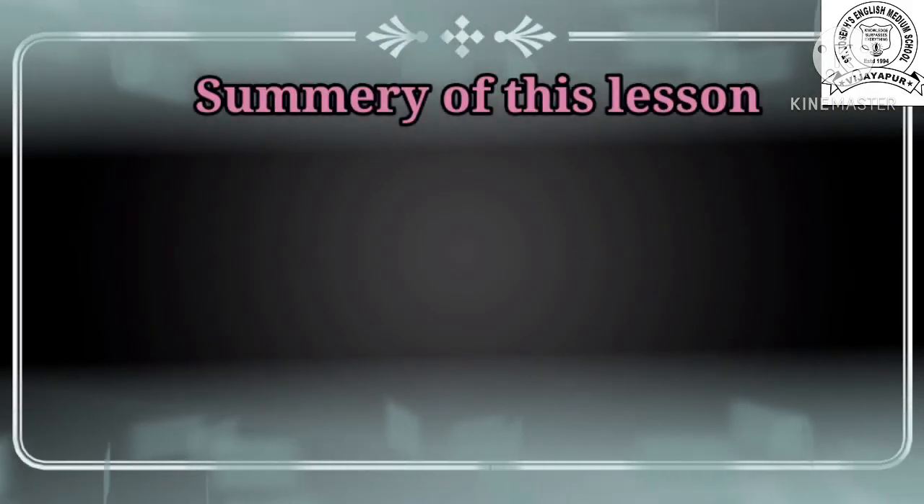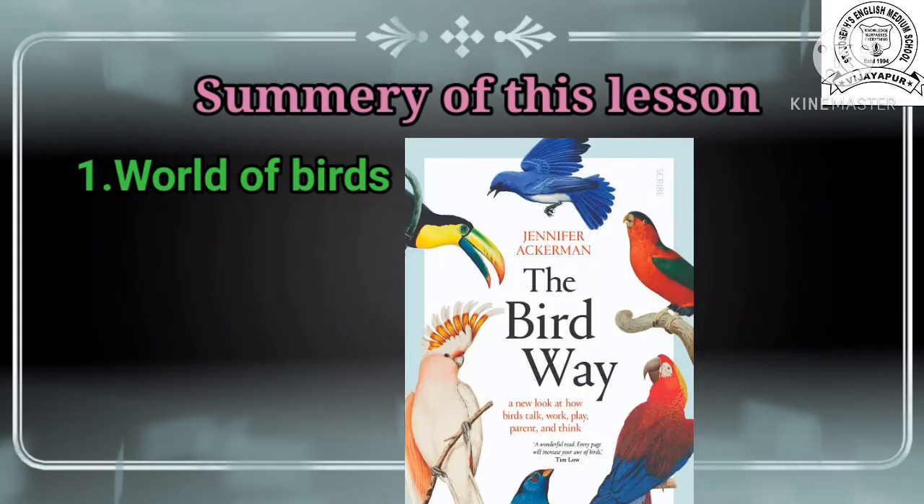So children, here we completed our lesson number 5. Now I will tell the summary of this lesson. First we discussed the world of birds. In our world there are different types of birds. Some birds are very beautiful, some birds have very sweet sound, like peacock, like koel.